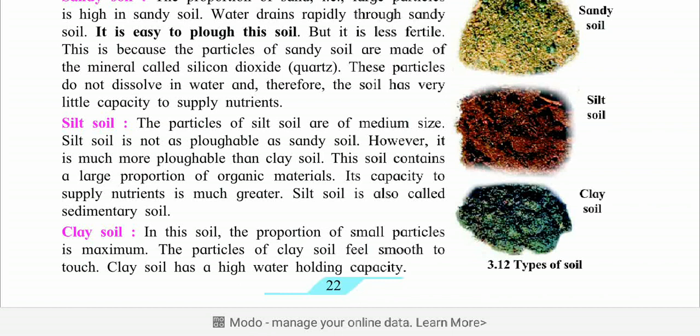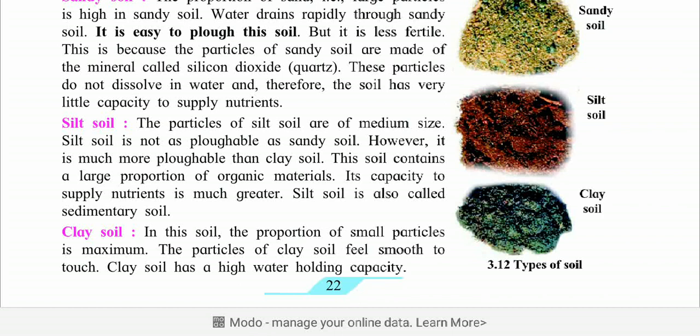Now this work is completed with the help of tractors. So it has become easy because of technology now. But this soil has a large proportion of organic material, fertile soil. This is a completely fertile soil. It supplies nutrients in a nice way, so plants grow in a very proper way. So silt soil, one more name is also sedimentary soil.